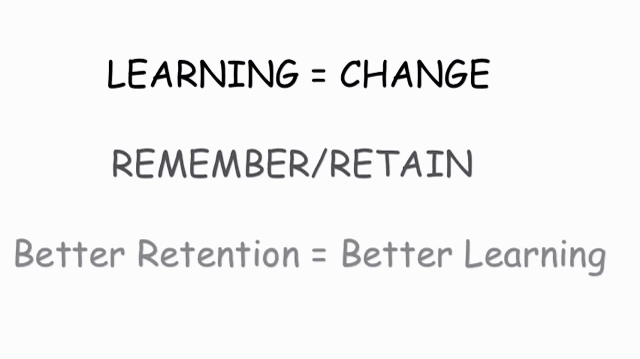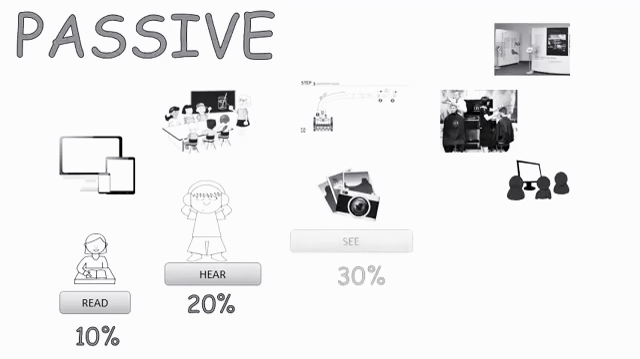Let's take a look at those passive learning examples from earlier to see how they affect retention. So here are our passive learning examples from earlier. Let's consider them. When presented with new information, learners generally remember or retain 10% of what they read, 20% of what they hear, 30% of what they see, and 50% of what they see and hear. Now, retaining 50% of new information, that's quite a bit of information, but is it enough of change in knowledge to make for better learning?